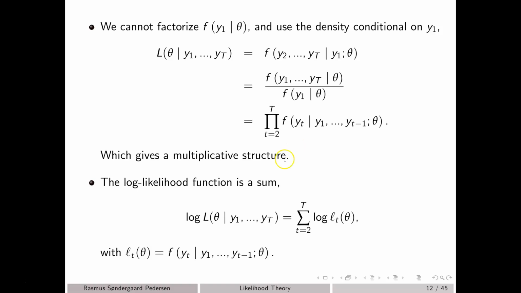We then have that the log likelihood function is simply the sum of the log likelihood contributions, where the likelihood contribution is the conditional density.